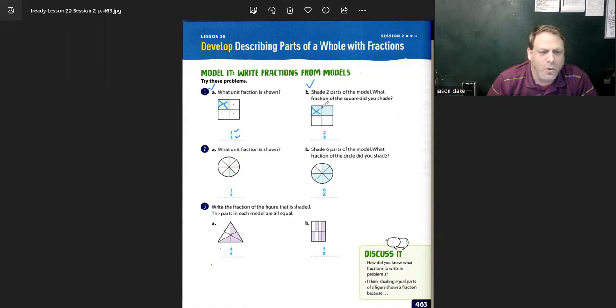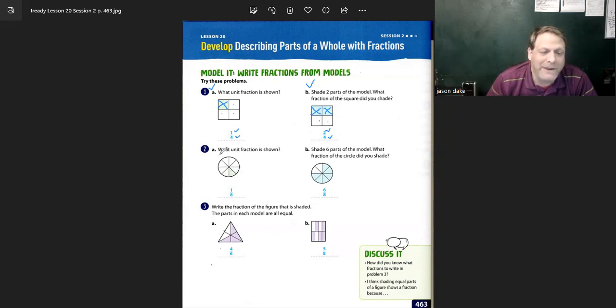No problem. 1, 2. All right. What fraction of the square did you shade? Well, I shaded in 2. And there's 4 altogether, 1, 2, 3, 4. Numerator, denominator. So 4 altogether, and I used 2. I shaded in 2. All right. What unit fraction is shown?